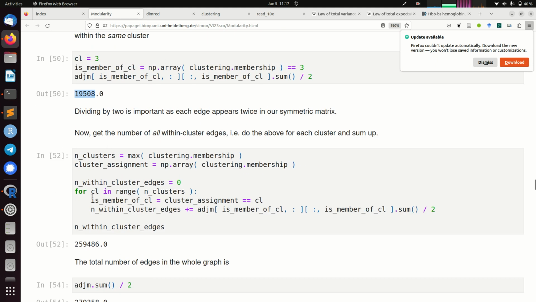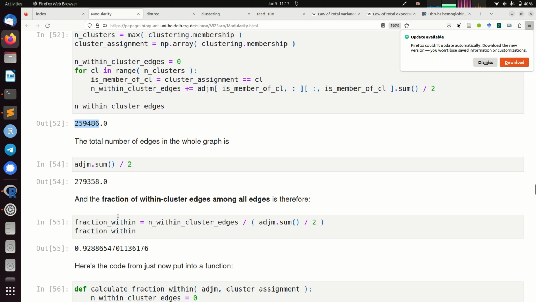I took the same logic that I've just used here, again here, and calculated this, and ran with my for loop through all the clusters. And now I add this up over all my 20 clusters, and I get this number of edges totally within. And now, of course, I want to know how many edges there are overall in my graph, and that's just the number of all the ones in my matrix, again divided by 2 because of the symmetry. And now we can divide these two numbers and see 93% of all the edges are within the cluster, and only 7% of the edges are outside the cluster.